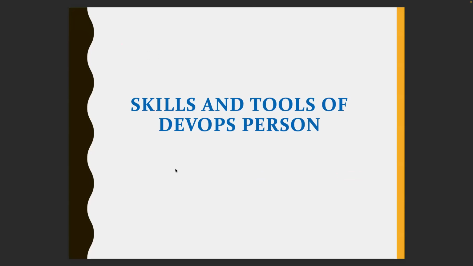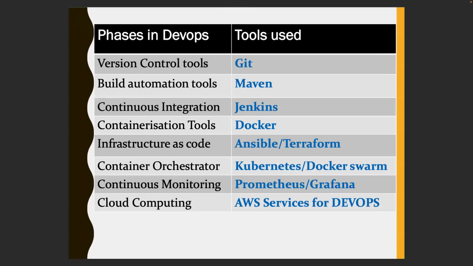So skills, what is the skill set a DevOps person should have? Here is the skill set of a DevOps person in brief. You should know a version control system, build automation tools, continuous integration tools, containerization tools, infrastructure as code tools, container orchestration, continuous monitoring and cloud computing services. So under each category, we are covering one tool, which is a market leader. We are covering Git under version control system, Maven under the build tools, Jenkins as a continuous integration tool, Docker, Ansible, Terraform, Kubernetes, monitoring tools like Prometheus, visualization tool Grafana, and certain AWS services. Under each category, we are covering one tool. If you master one tool under each category, that is enough.